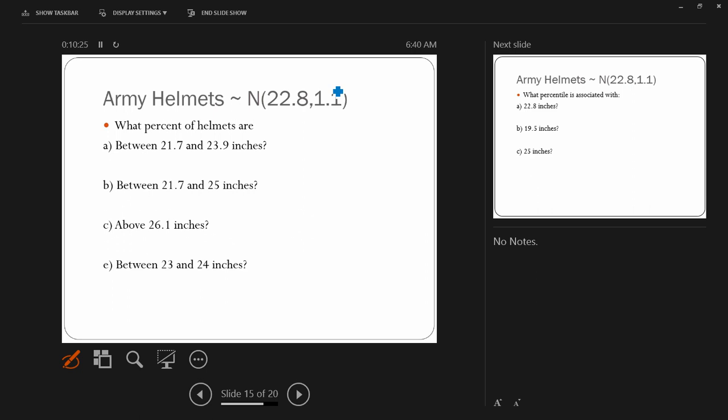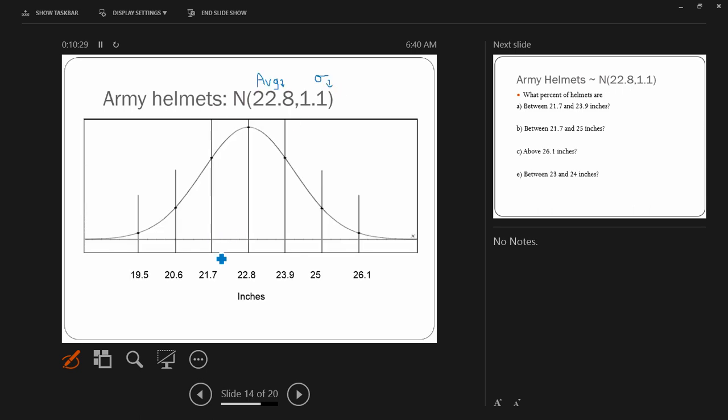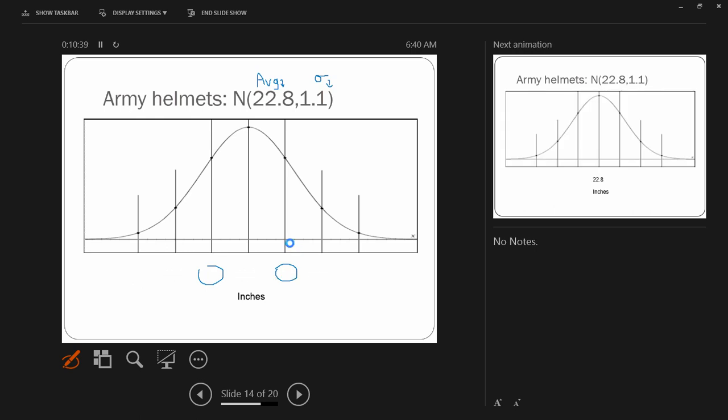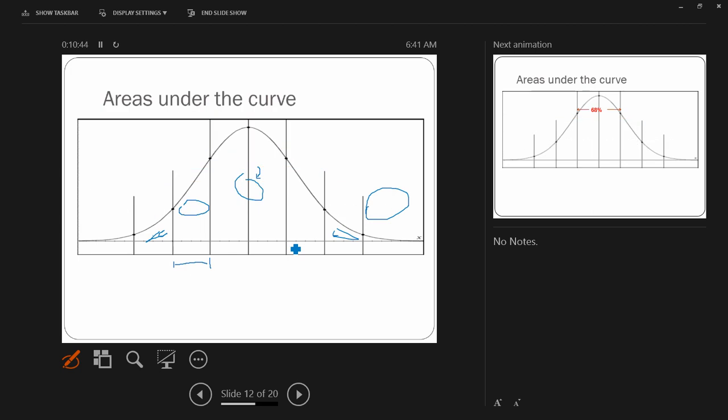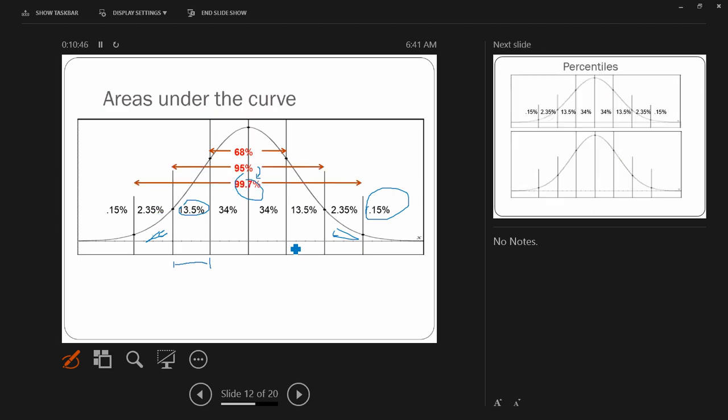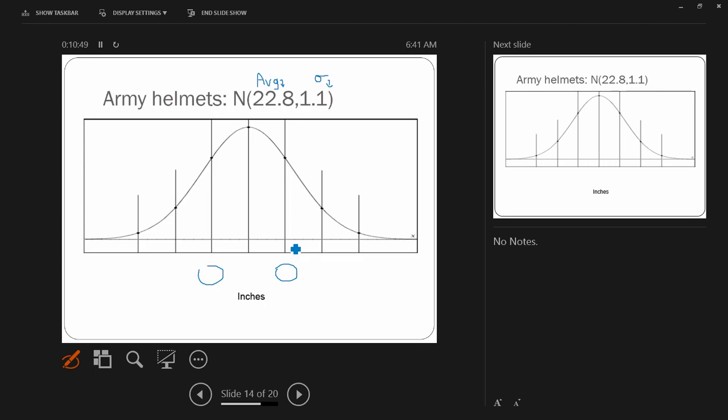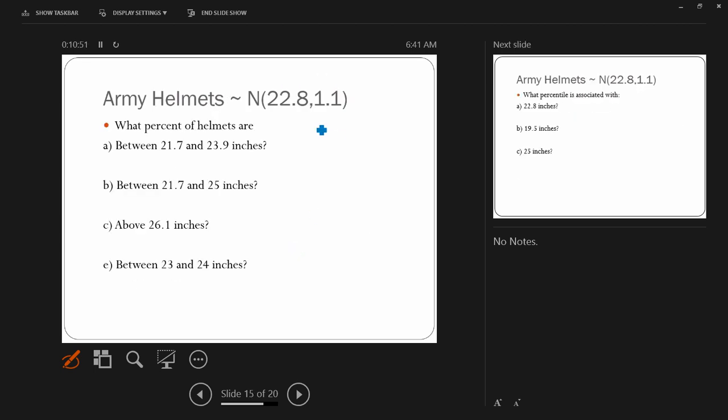So if we think about this, what percentage of helmets are between 21.7 and 23.9 inches? So 21.7 is here, 23.9 is here. Well, that's within one standard deviation. And using my empirical rule, which we talked about earlier, I can slide all the way back. You see that that's 68%. So what percentage are between 21.7 and 23.9 in our particular case? That'd be 68%.